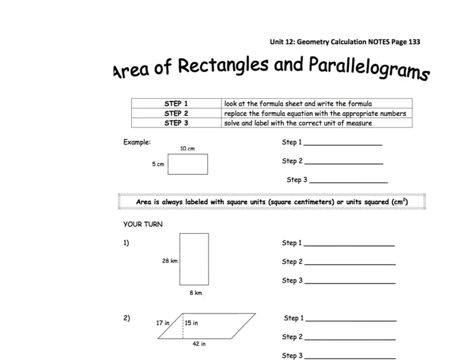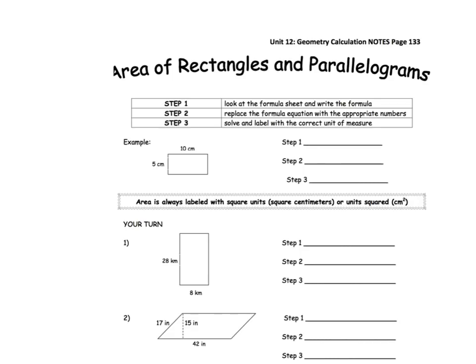Now let's try some problems finding the area of rectangles and parallelograms. Don't forget your steps. Step 1, look at your formula sheet and write down the formula. Step 2, replace the formula equation with the appropriate numbers. Step 3, solve and label with the correct unit of measure. Here, let's try the first example.